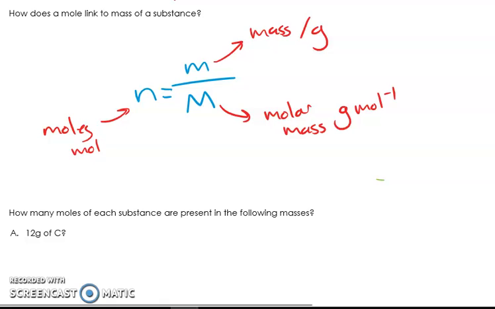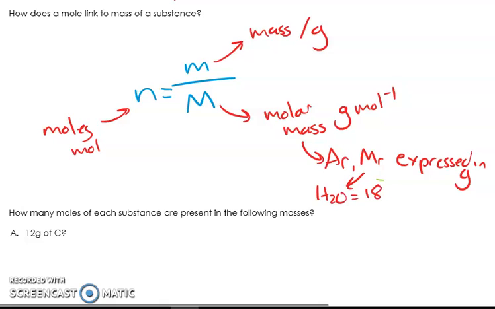And the molar mass of a substance is that substance's relative formula or atomic mass expressed in grams. So that is the atomic mass, or the Mr, expressed in grams. So for example, for water, we can calculate the Mr of water as being 18, which means that its M would be 18 grams per mole. This will come in handy later on when we try and calculate amounts of moles in a substance.